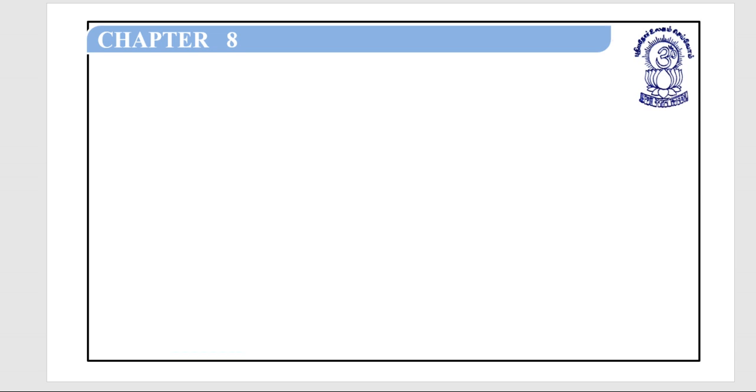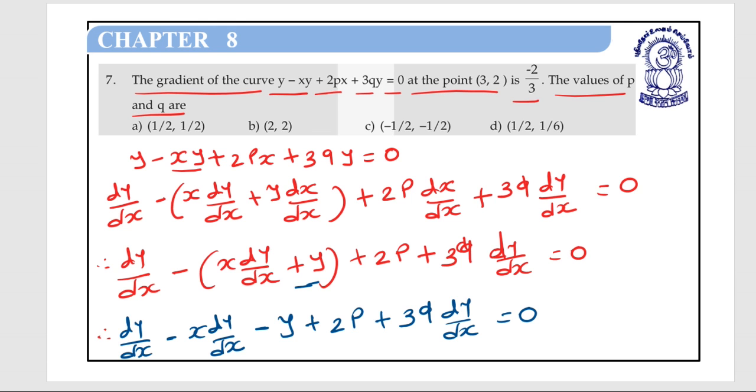So here in the question, given is the gradient of the curve y minus xy plus 2px plus 3qy is equal to 0 at the point (3, 2) is minus 2 by 3. The value of p and q is. Okay. So dy by dx is given. Here dy by dx is equal to minus 2 by 3 is given. Now put into this equation.